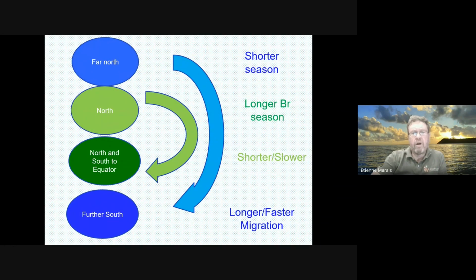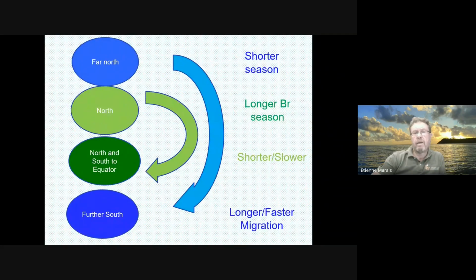So if you take the Palearctic example, birds that would breed in Scandinavia would migrate to southern Africa, whereas birds that breed further south in Europe would tend to be more in Central Africa. I mean, that's just a very broad generalization, but you get the idea.